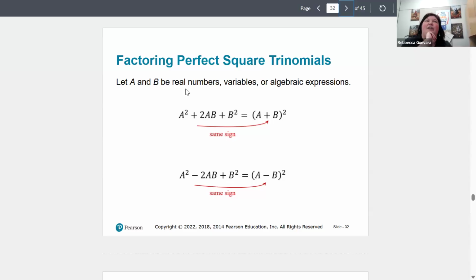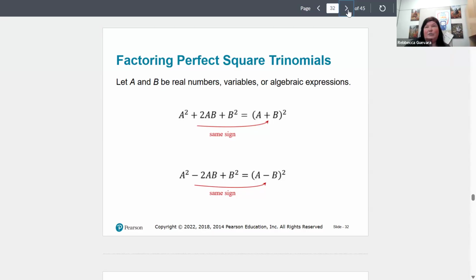Factoring perfect square trinomials. If A and B are real numbers, variables, or algebraic expressions, A squared plus 2AB plus B squared is equal to A plus B squared. Like I said, that was one we saw earlier as well. And then A squared minus 2AB plus B squared is equal to A minus B squared. So if we can recognize that we have something we can set up as A squared plus 2AB plus B squared, or A squared minus 2AB plus B squared, we know how to factor it.